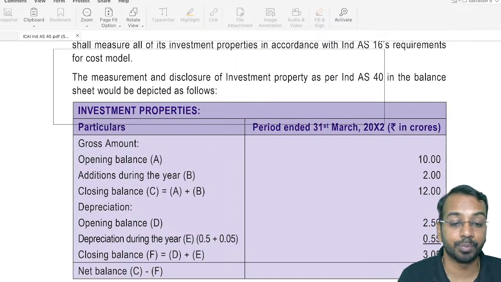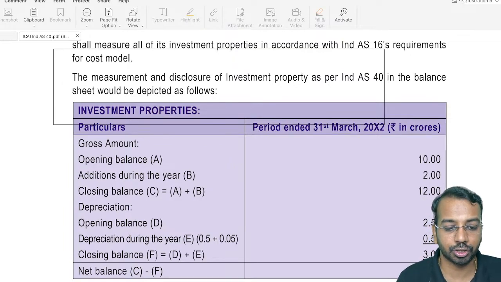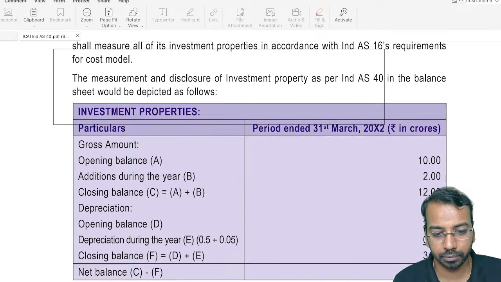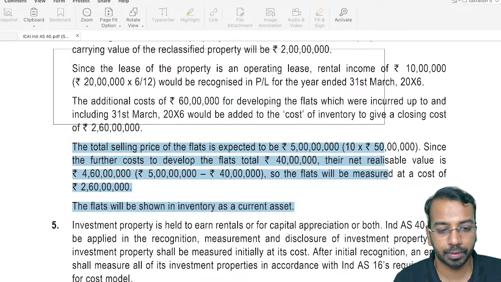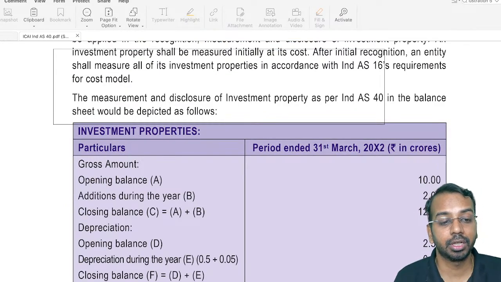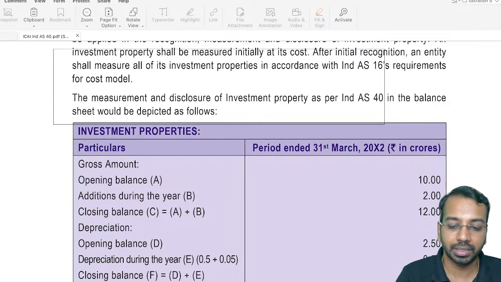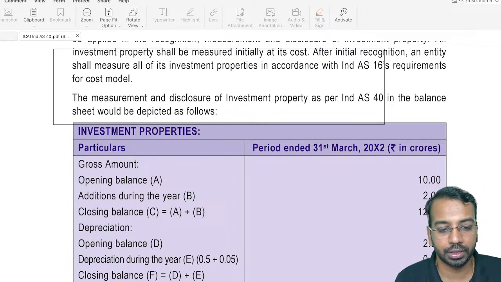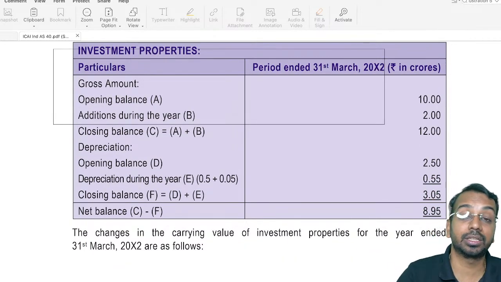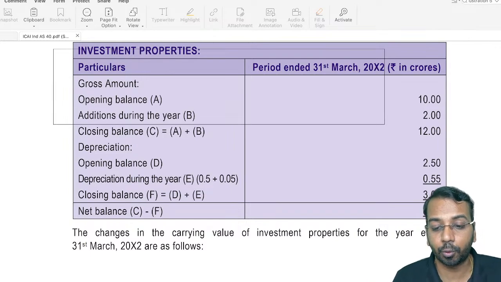Then depreciation. On the opening balance, the depreciation is for the remaining life of, I'll just check the life in the other sheet, just a moment. So the life is 20 years. The life is 20 years, out of which 5 years have elapsed. Out of which 5 years have elapsed means 0.5 crores is the depreciation for that building. So for this first building, out of 10 crores, it has a useful life of 20 years. So 0.5 crores is the depreciation.